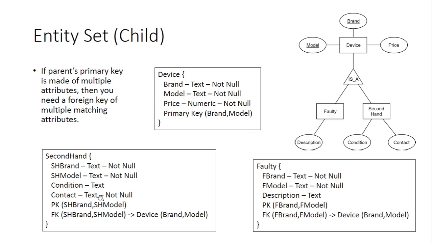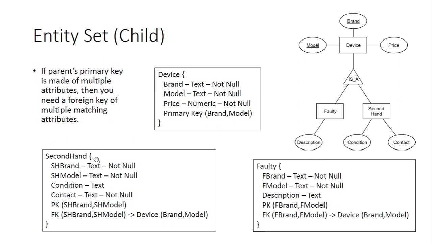Then for the child entities, in order to find the related or corresponding device, for example, we have faulty devices and second-hand devices. For a faulty device, in order to find the corresponding entry in the device table, I need both the brand and model, because the primary key of device is both model and brand attributes. So in the child entity, I need to keep individual attributes that are going to reference the corresponding attributes in the device table, in the parent table.